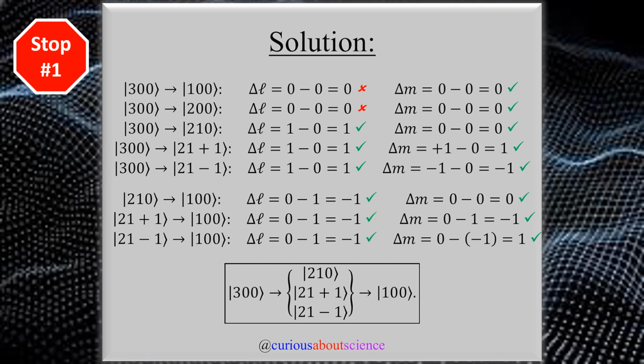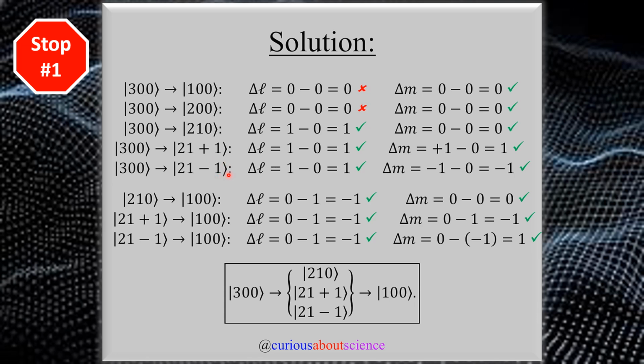And then from there we can begin to see what the paths are actually going to do. So let's begin by listing out all possible paths from the 300 state, and then run through the selection rules. So as you see, I'm at 300 and all the way down, I could run straight to the ground state. I could run straight to 200 or 210 or 21 plus or minus 1.